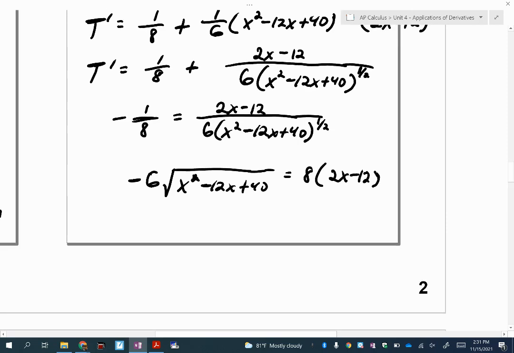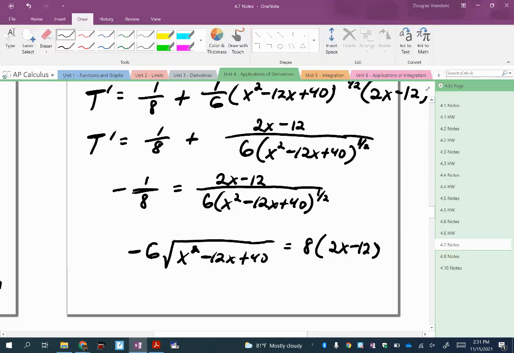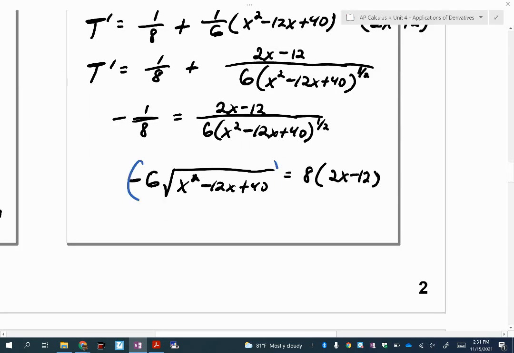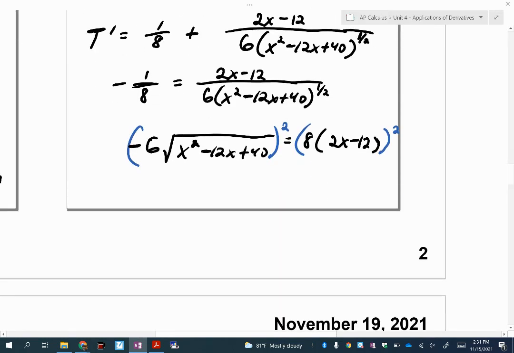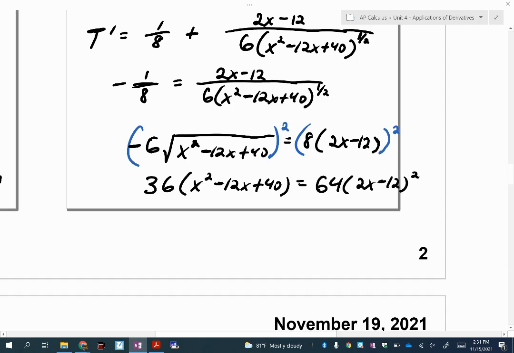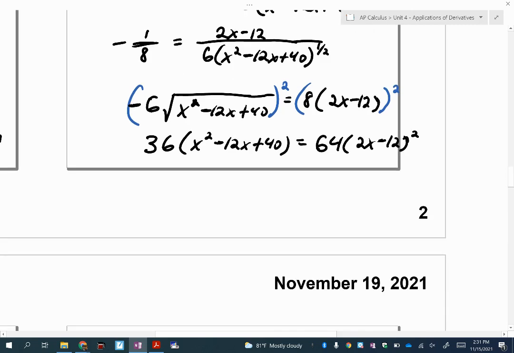Okay, now in order to get rid of this square root, I'm going to square everything. So I'll show you with my algebra here, something that we did a couple years ago in algebra 2. So you got to square everything. That's going to make the square root go away, but it is going to leave you with 36 times x squared minus 12x plus 40. And that's going to be 64 times 2x minus 12 squared. Okay, so let's do some algebra here. 36x squared minus, get my calculator here. That's 36 times 12, which is 432.